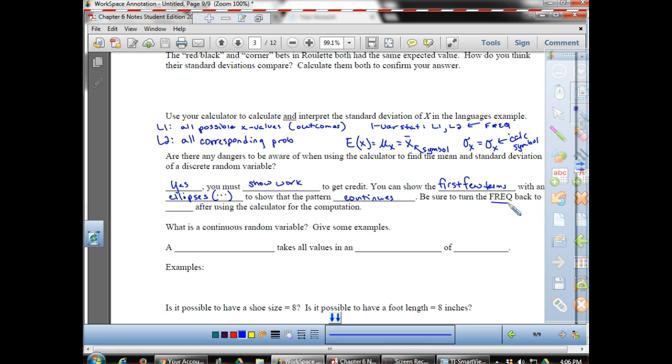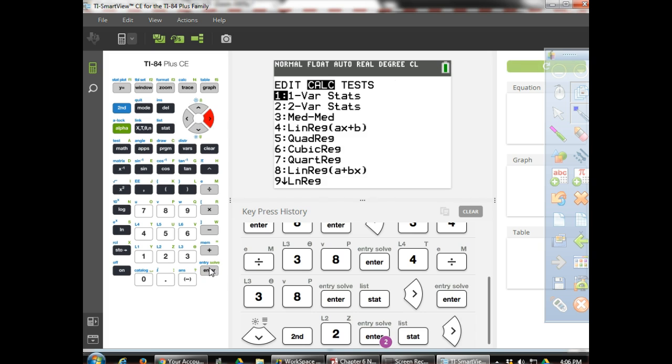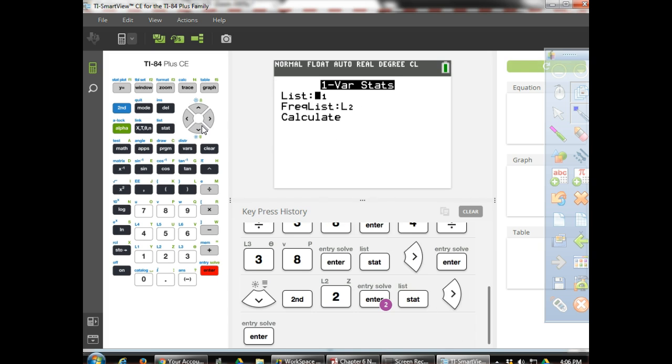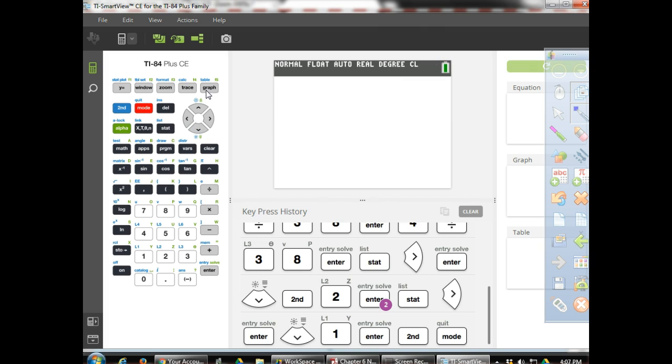So be sure to turn the frequency back to 1 after using the calculator. So just make sure when you go back in and you run the next thing, so say it's stat calc and I'm doing something else, I need to make sure to turn this back to a 1 so I can graph again. And of course that won't work here because I was trying to do one variable stats here. But okay, so just want to show you that.